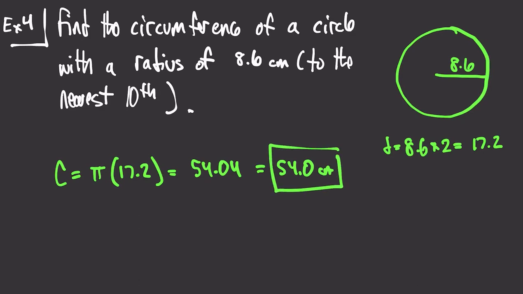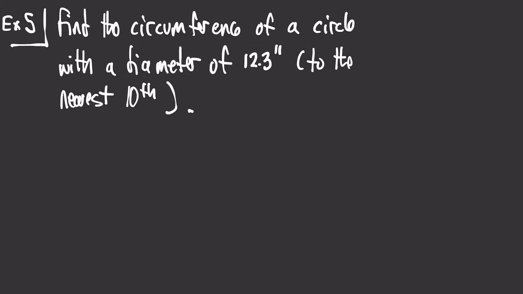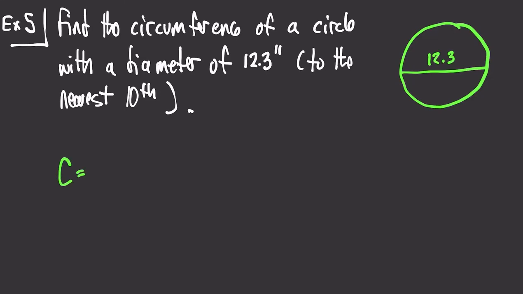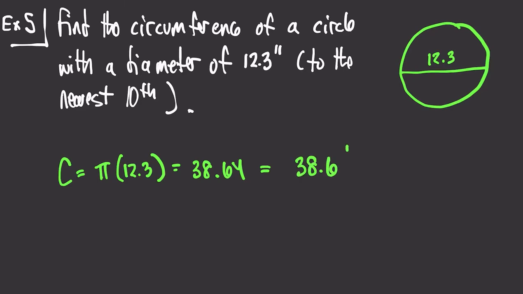All right, our last one. By now I think you guys understand that this is going to be key. What part of the circle did I give you? It's either going to be the radius or the diameter. If it's the diameter, we're good to go. We don't need to do any further calculations because I used diameter in the formula. That's going to be 12.3. So my circumference is going to be pi d, pi times 12.3. And I got 38.64 something. So we're going to round it to the nearest tenth like we do for all of these. That's going to be 38.6. And the units there are inches.